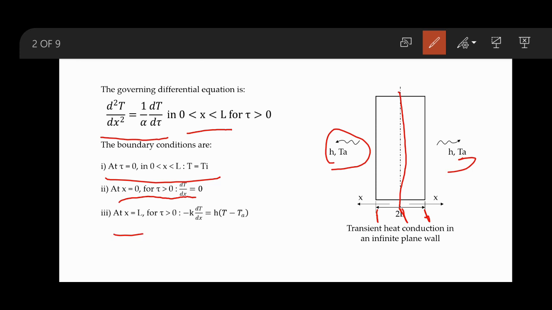And then the second condition is at the surface, where the heat is being transferred out of the body through convection. So at the surface, that is x equals L, for any time greater than 0, minus k into dT by dx will be equal to h into T minus T infinity. So the amount of heat conducted will be equal to the amount of heat convected out of the body.